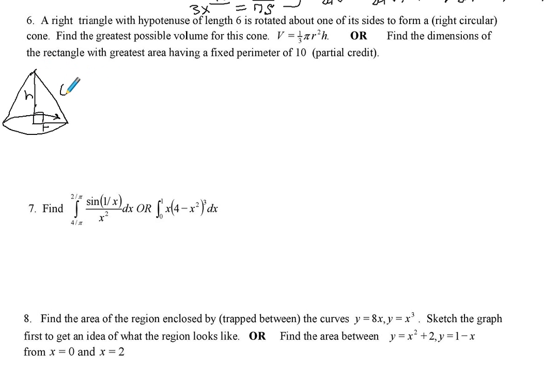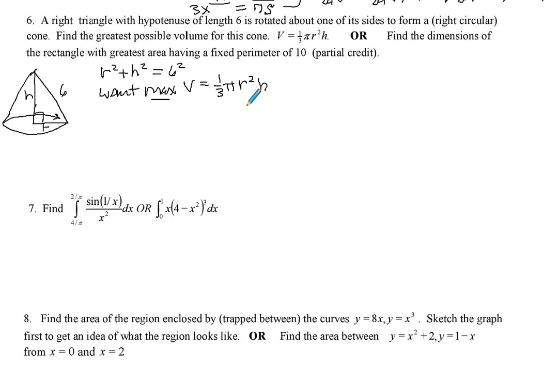So we know that this side is 6. So let's write down our relationships. So, well, we got a Pythagorean relationship here. We know that r squared plus h squared is equal to 6 squared. That's going to be a restriction. And we want the greatest possible volume. So we want the max of volume, which equals 1/3 pi times r squared times h. Okay, well, to find a max here, you've got to take a derivative and set it equal to 0 and do a max-min test.